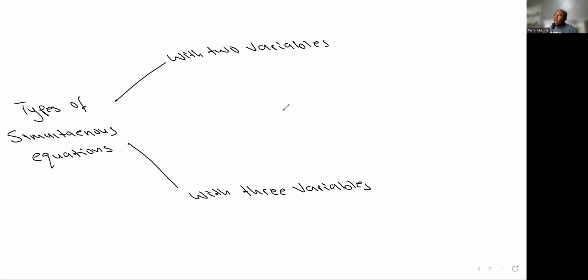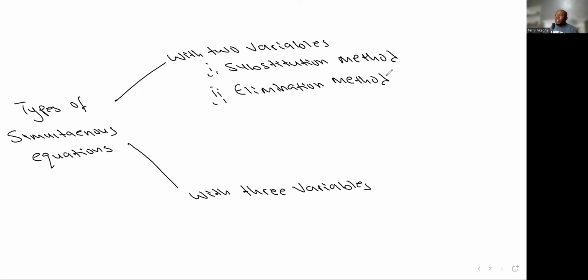Now, with two variables, there are two ways of solving it. We have the substitution method, and we also have the elimination method. The three variables case still uses the same substitution and elimination methods, but there is an extra step added, where you have to cancel one of the variables. Don't worry, I'll talk about it.